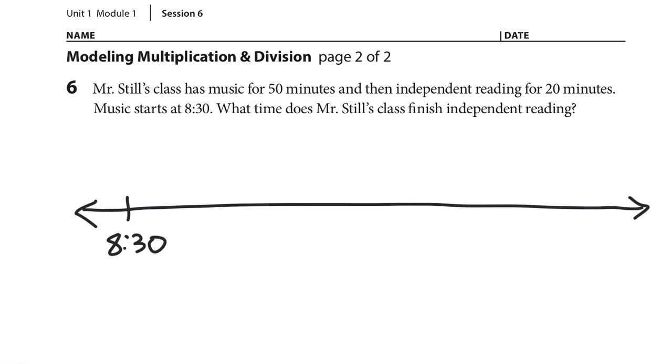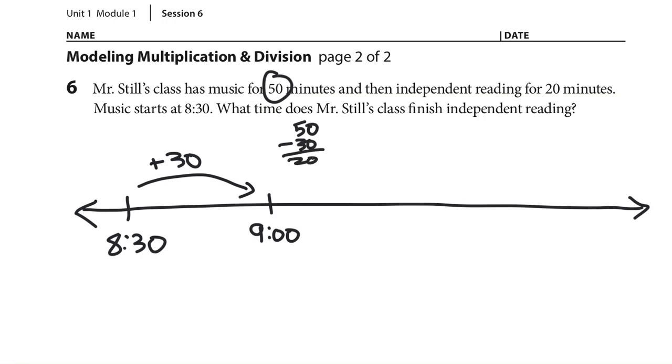And they have music for 50 minutes. Well, if I go to 9 o'clock, that's only how many minutes? 30 minutes. But music is for 50 minutes, so how many more minutes do I need to go? Well, you could say, 50 minus 30 is 20. So you need to go 20 minutes into the future, okay? Well, if you start at 9 o'clock and add your 20 minutes to it, I'm hoping that you would say you get to 9:20.